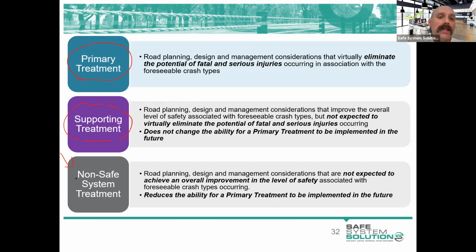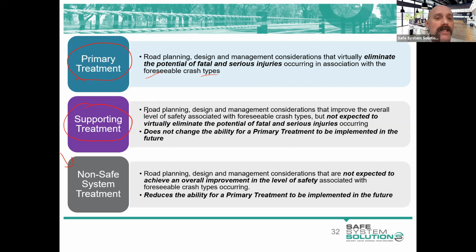But a primary treatment is any road planning, design, or management considerations that virtually eliminate the potential for fatal and serious injury occurring in association with the foreseeable crash type. So whatever crash type you're particularly thinking about in that. Virtually eliminate. So the things we tend to categorize in that are things that bring speeds down really low, barrier systems, continuous barrier systems. These really big, meaty things that we really know will bring those numbers very, very low.